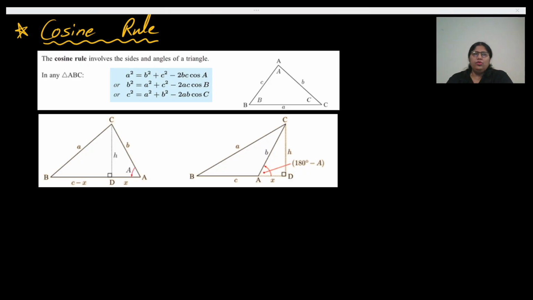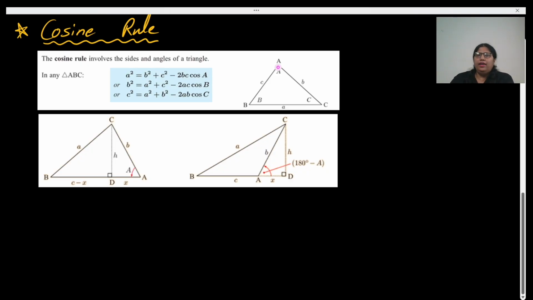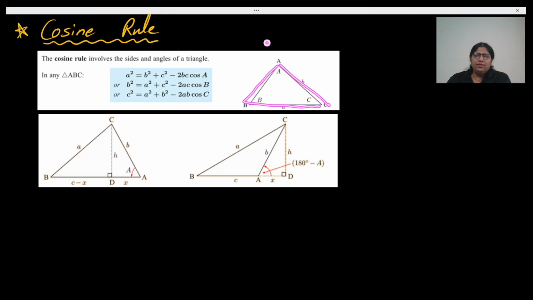Now in the cosine rule, you can see that there's no right triangle. Triangle ABC may be an acute angle triangle or an obtuse angle triangle. Capital A is the angle, and the opposite side length is small a. Capital B is the angle, and the opposite side length is small b. And capital C is the angle, and small c represents the length of the side opposite to angle C, which is side AB.